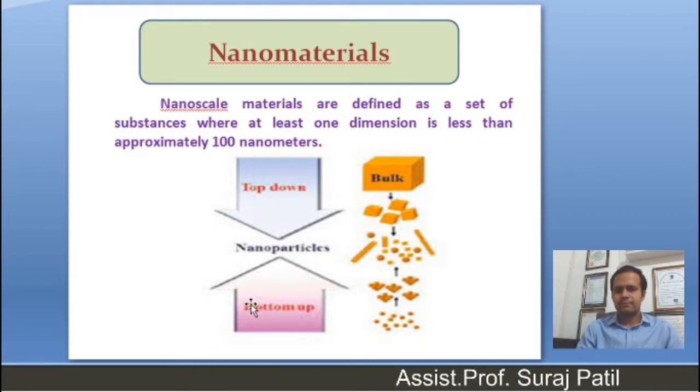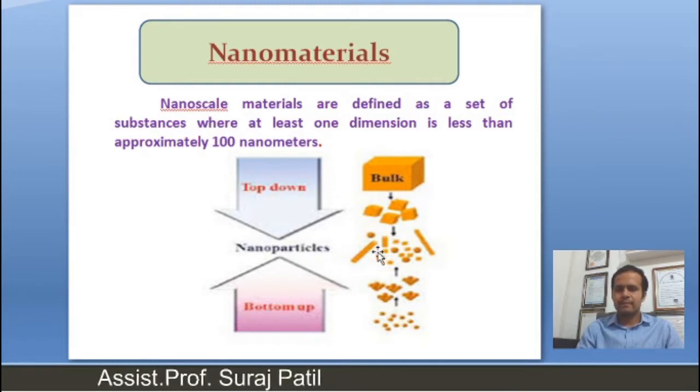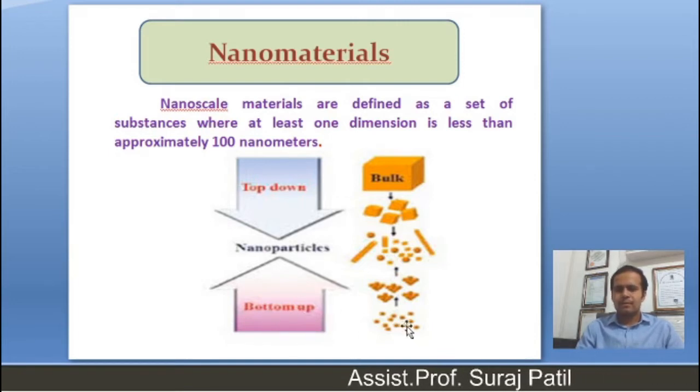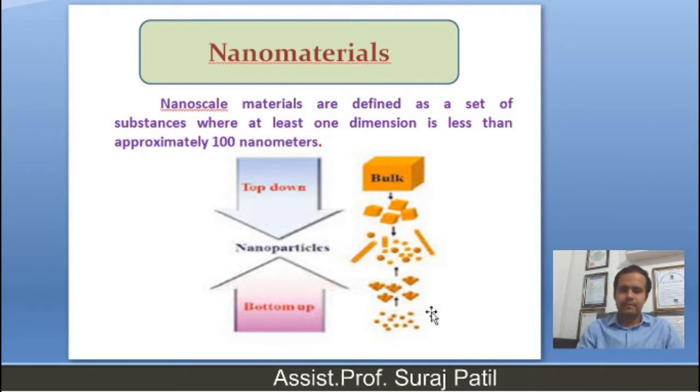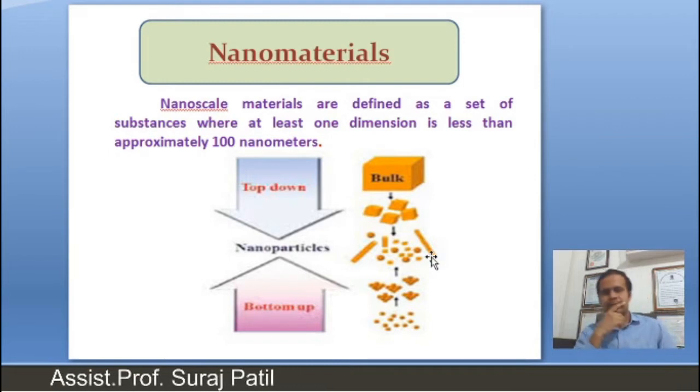Top down and bottom up. These are the two important methods by which we can obtain nanomaterials. By the top down approach, we can obtain nanoparticles or nanomaterials as we can see here. There is a bulk, and if we cut it or make small pieces, we obtain nanomaterials or small scale materials. In the bottom up approach, we start from the atomic or molecular scale, and from those atoms or molecules we obtain the nanomaterials. These are the two basic methods by which we can obtain nanomaterials.